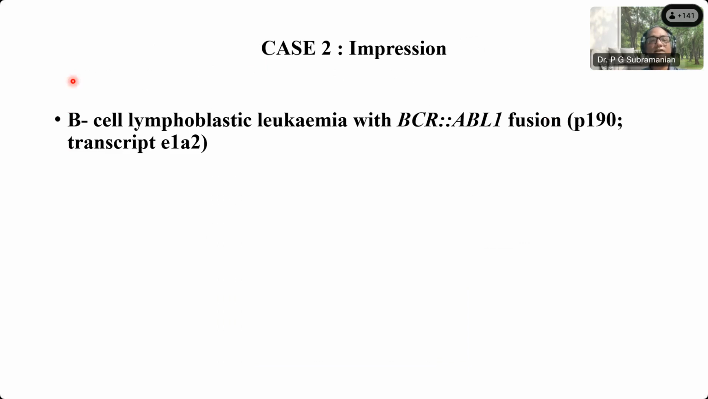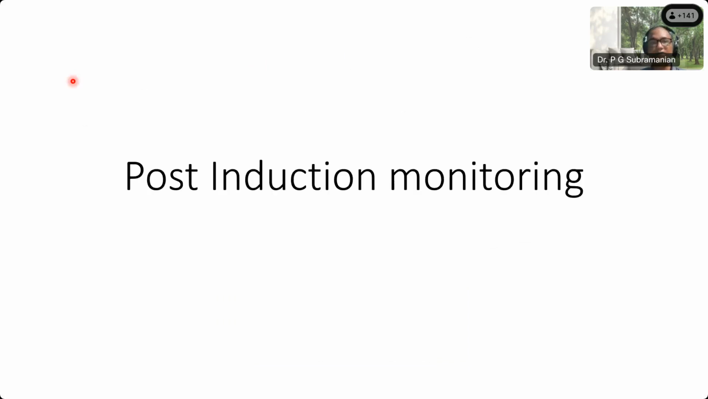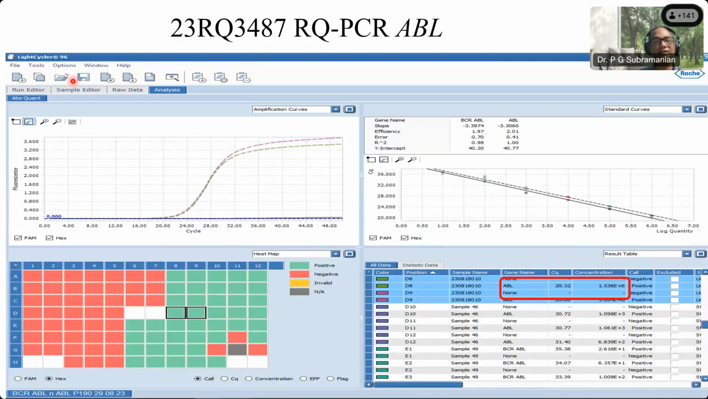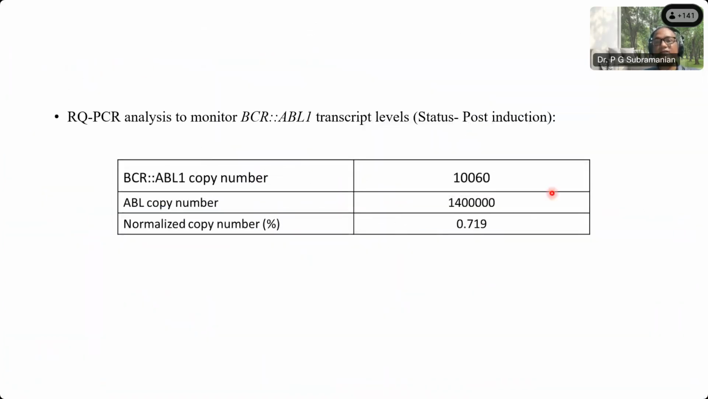So it is an E1A2. This is important because post-therapy monitoring in this case will be done by a combination of flow as well as by molecular using this BCR-ABL qPCR. So in this, induction was done, and then post-induction monitoring. So we have got this BCR-ABL. This patient had a reasonably good response. His normalized copy number became very low, 0.7. So post-induction monitoring is there.